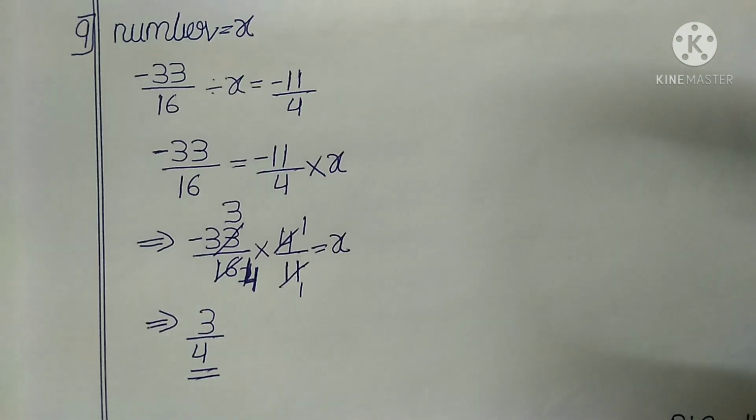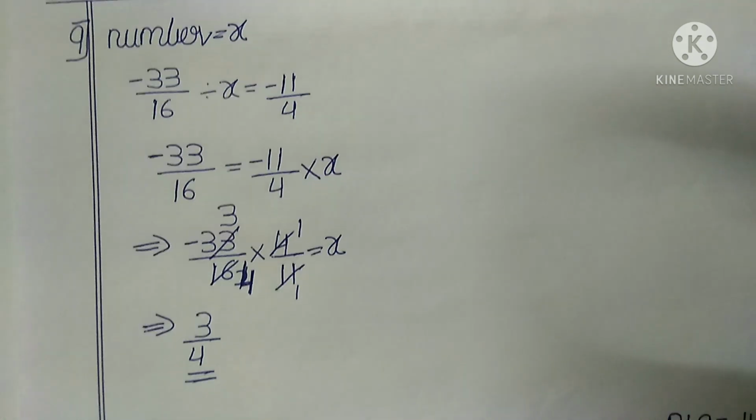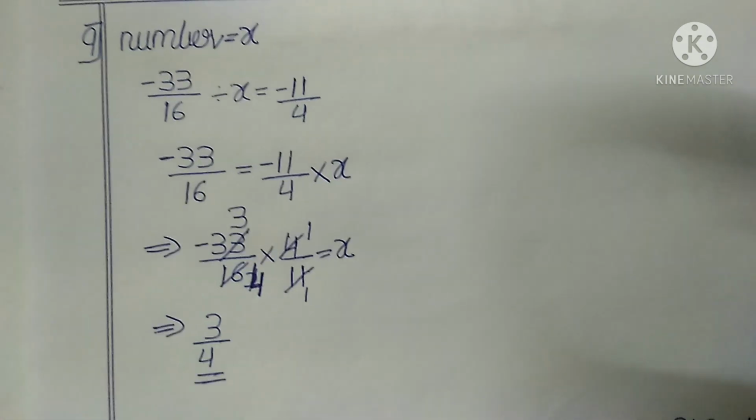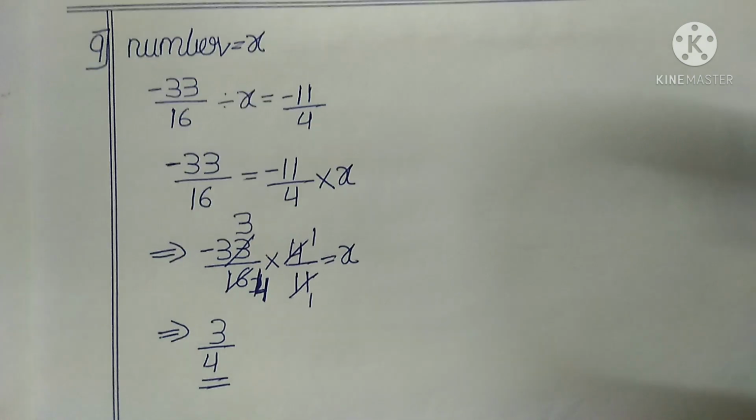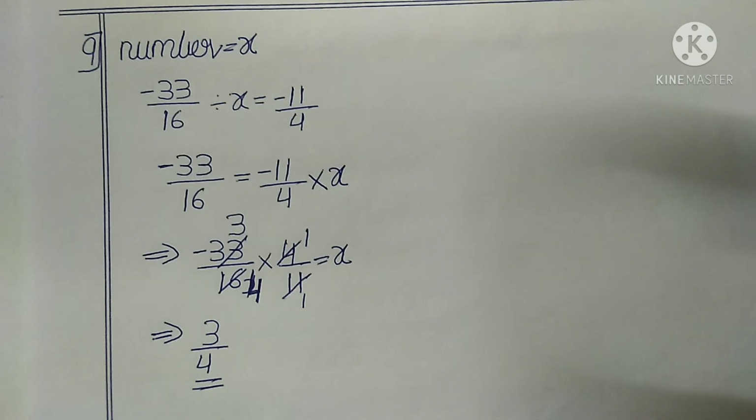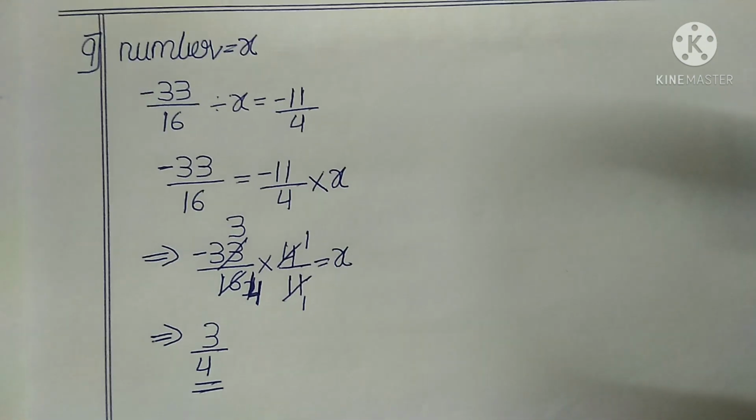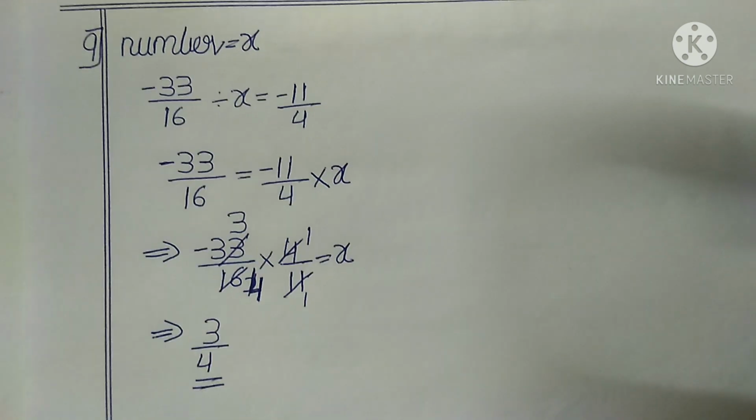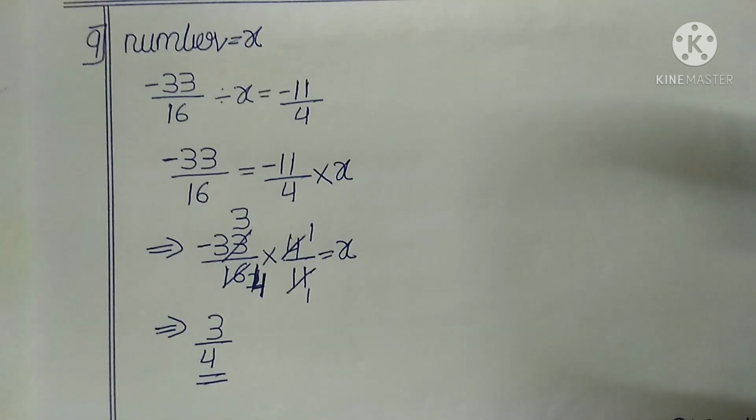And again we are transposing minus 11 by 4 to the other side. By transposing this, the minus 11 by 4 becomes the reciprocal. So minus 33 by 16 into 4 by 11, that is equals to x. And by calculation, we get x equals to 3 by 4.